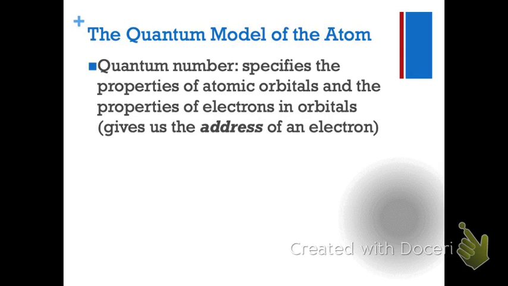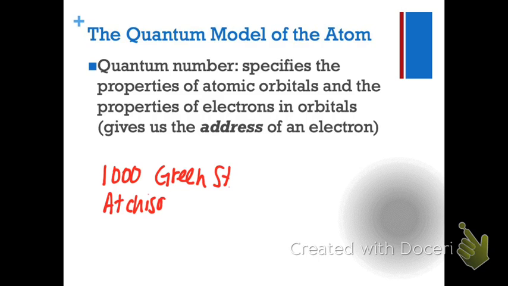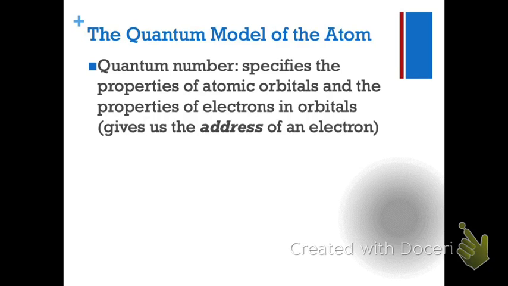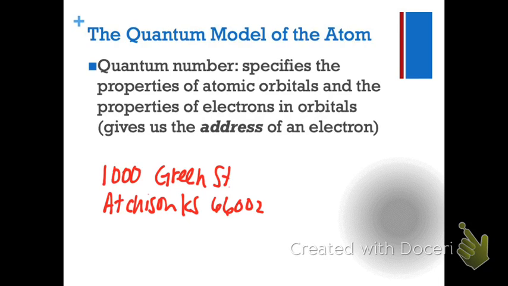Before we can get into that, I want to think about the regular address. So here's the address to the school. There are 4 parts. 66002. There's 4 parts to the address. All right, 4 parts to the address: the number, the street, the town, and the zip code, right? 4 parts to any address.